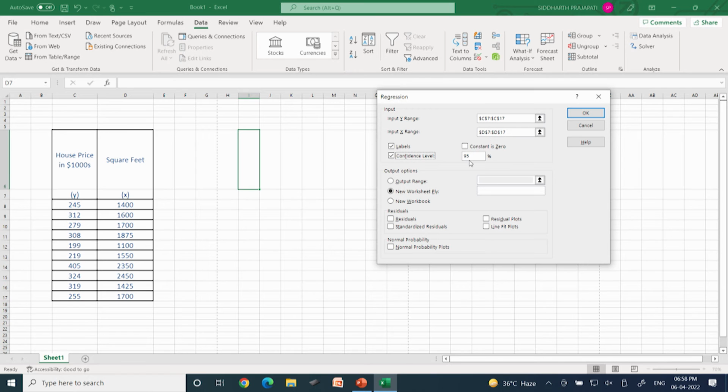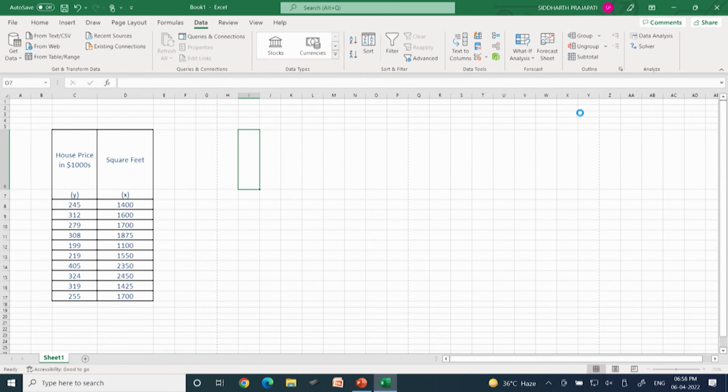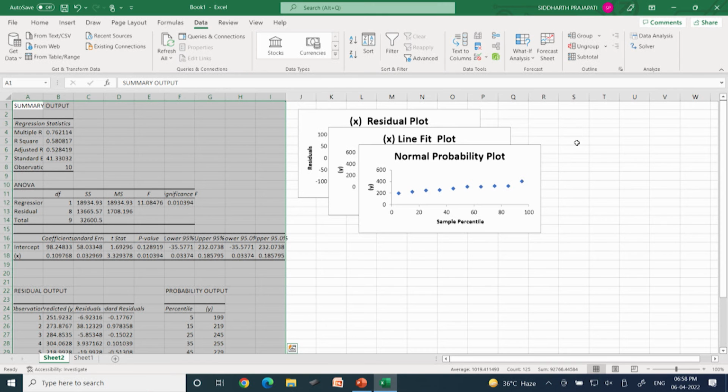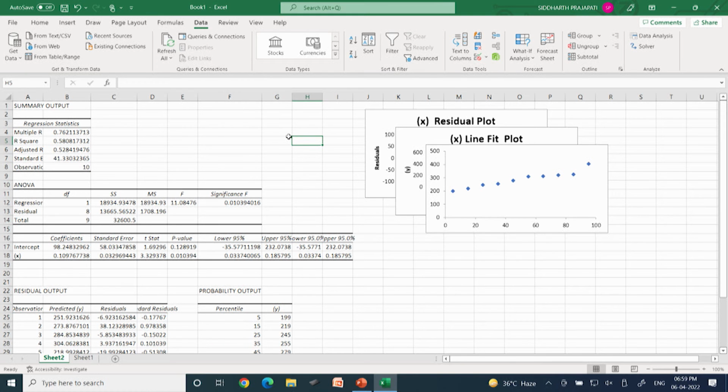Then you can see that here there is residuals, standardized residuals, residual plot, line fit plot, and normal probability plot. When you check these boxes, you will get residuals also. So, at present we are going to test whether the model is significant or not. So, press OK. Now, you see C17. Now, I am going to interpret this output.